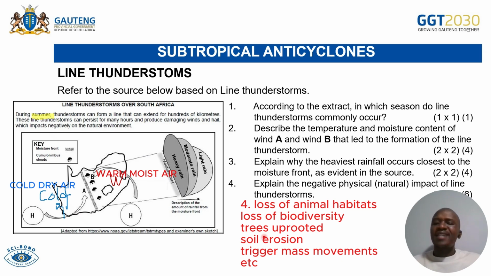It can trigger mass movements. Remember, mass movements from grade 11. When there's flooding, this can trigger mass movements. I'm sure you can see that all my answers are related to the natural and physical environment. I did not say anything about people. I did not say anything about the economy. I just referred to the natural environment, the physical impacts. Okay.